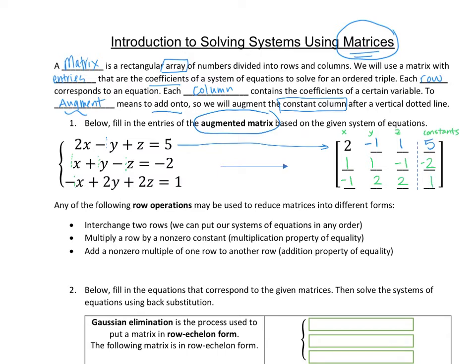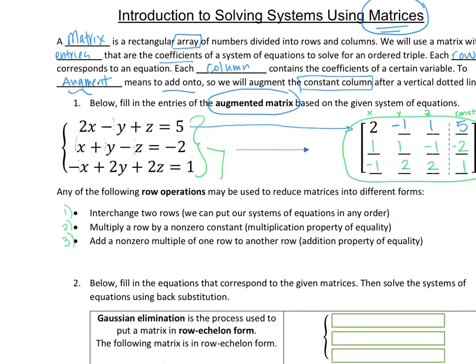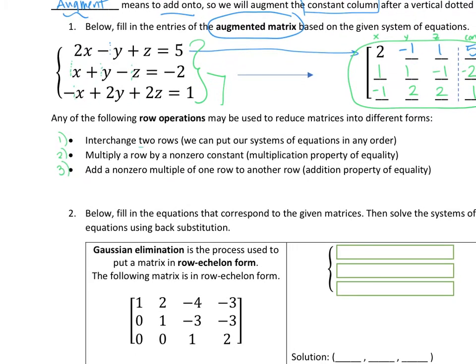Now, because this matrix is representing a system of equations, we can do some different things to every row in our matrix, and those correspond to different things that we did to solve this system of equations. So the row operations that we can use, and there are only these 3, is we can interchange 2 rows. If you think about what that means, that's just putting your system of equations into a different order.